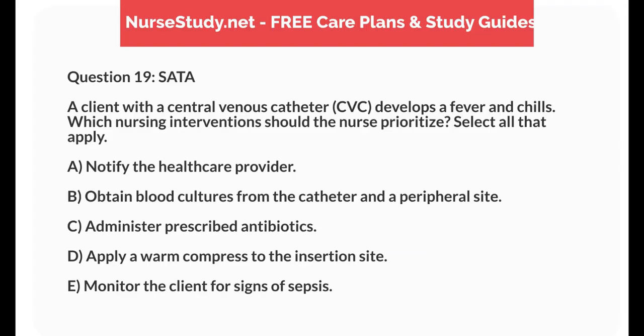Question 19, SATA. A client with a central venous catheter, CVC, develops a fever and chills. Which nursing interventions should the nurse prioritize? Select all that apply. A. Notify the healthcare provider. B. Obtain blood cultures from the catheter and a peripheral site.